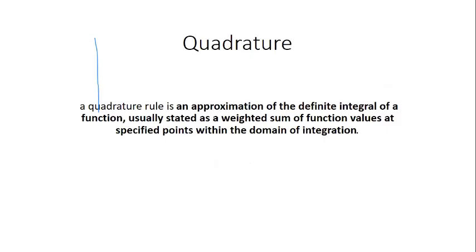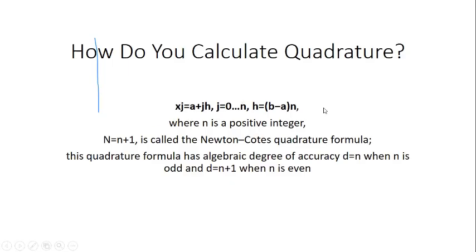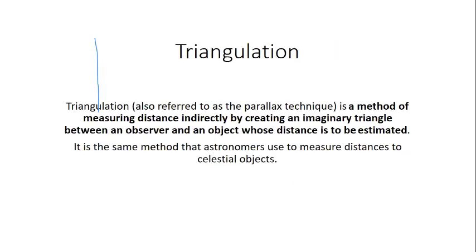And we studied what quadrature is. The quadrature rule is an approximation of the definite integral of a function, and is usually stated as a weighted sum of function values at specific points within the domain of integration. This is the formula for calculating quadrature, where n is a positive integer. The capital letter N is always the small letter n plus 1, which is called the Newton-Cotes quadrature formula.